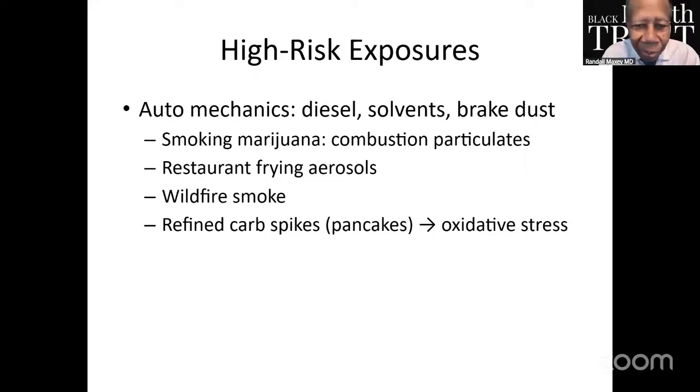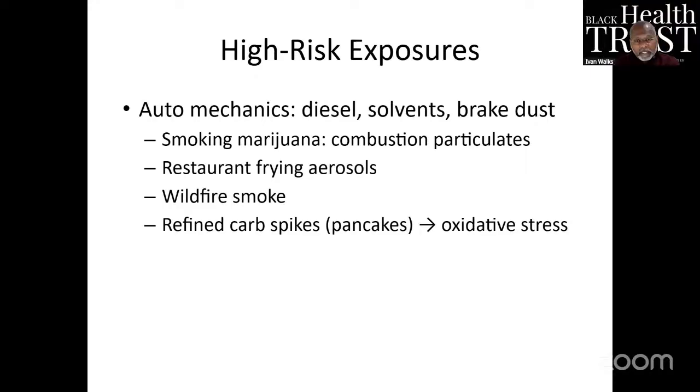And also, we know that people who work in restaurants, especially if it's a small kitchen, if they fry stuff, that's aerosolized, and they breathe it in. The wildfire smoke, we had big fires in California all the time, but especially in Palisades, and that wildfire smoke can be deadly. And we know that refined carb spikes, such as I had pancakes yesterday, can lead to oxidative stress. My favorite meal. So we should understand that these things are bad.